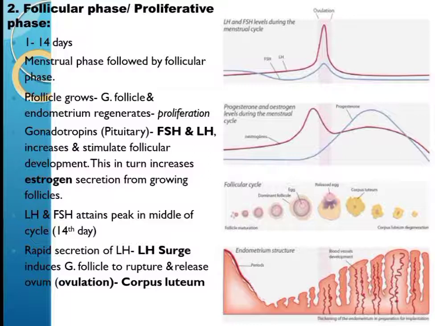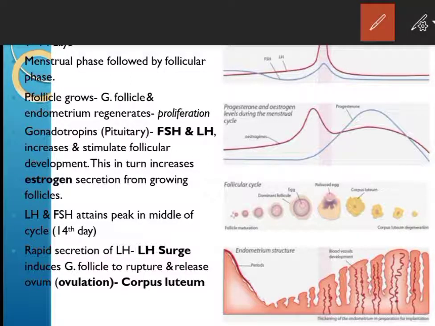It follows the menstrual phase. Okay, the different events are: the primary follicles in the ovary grow to become a fully mature Graafian follicle. Here you can see there is development of the follicles. Okay, the follicles grow. So primary follicles grow in the ovary and become the Graafian follicle in the follicular phase.